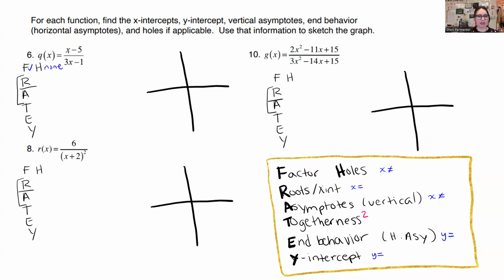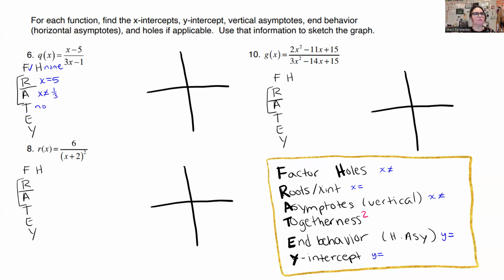From the numerator, I know that x is going to be equal to what? 5. From the denominator, I know that x is not going to be equal to, but we know that it is actually equal to if you have to do a test. But I like to remember it as my graph is not equal to 1/3. Good job. Togetherness. Togetherness only happens when you have a squared factor. Are there any squared factors? No. So no togetherness.